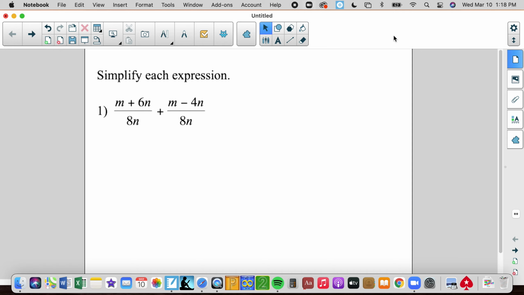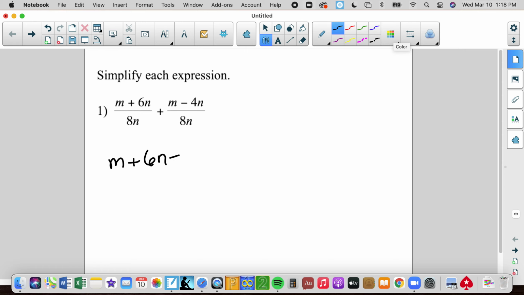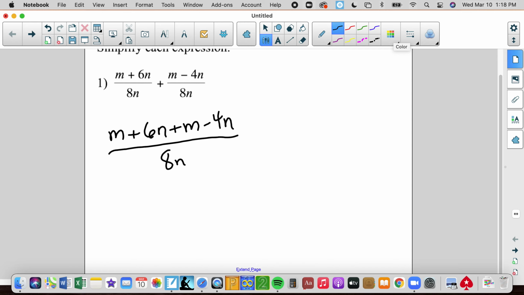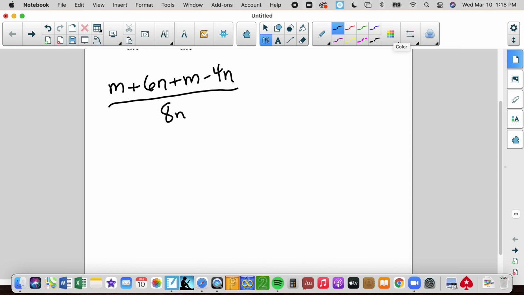This is the review for the pre-assessment on adding and subtracting rational fractions with like denominators, in the example of number 1, and also unlike denominators. Since we have like denominators here, we can combine everything in the numerator over one denominator. Now we want to combine like terms.